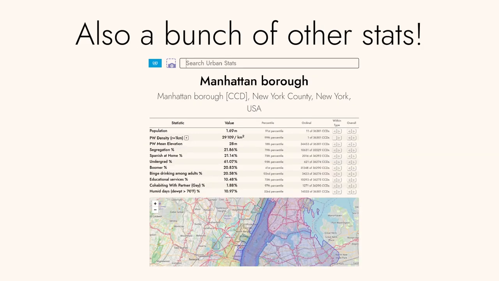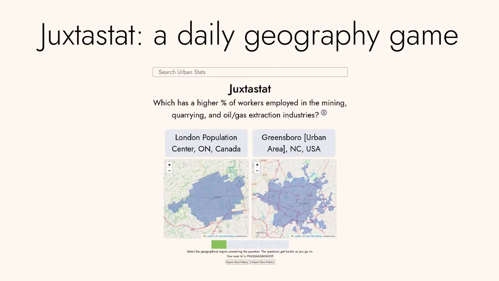We also have a bunch of other statistics. That's why it's not called a density database anymore. If you wanted to look up the percentage of people who are gay and cohabiting with a partner in Manhattan, we got that for you. If you want to know the percentage of people who binge drink in Manhattan, we got that for you also. The site also has an excellent daily wordle-like game where you answer questions about various statistics related to geographical regions. Juxtaset, a daily geography game.